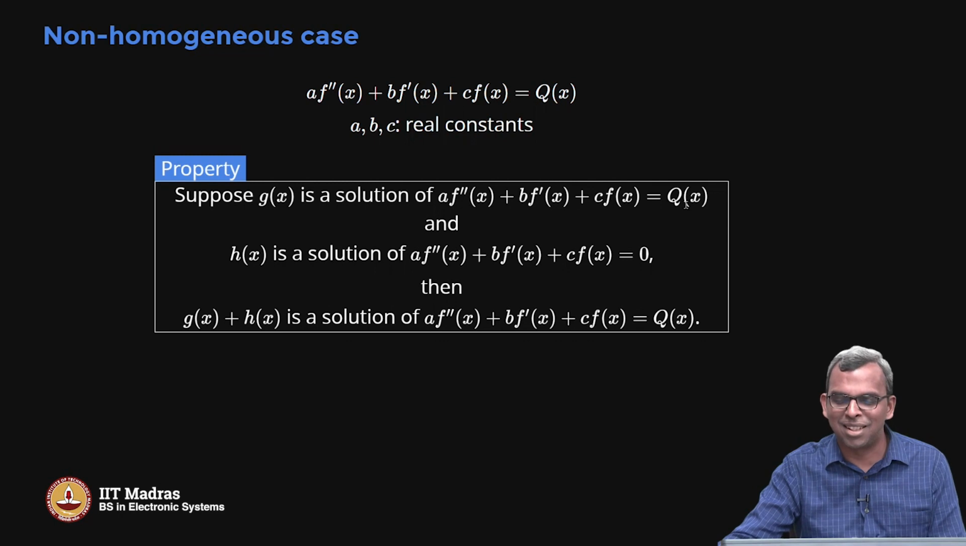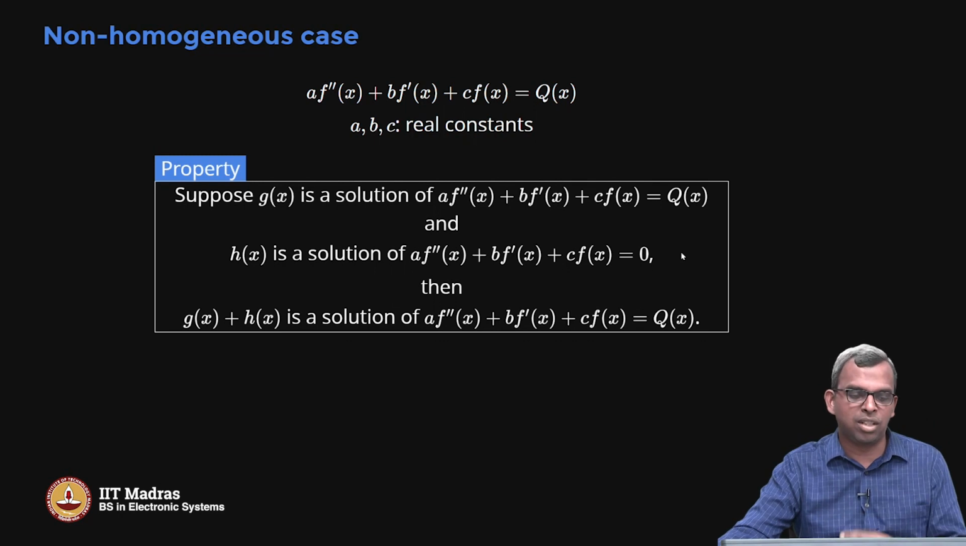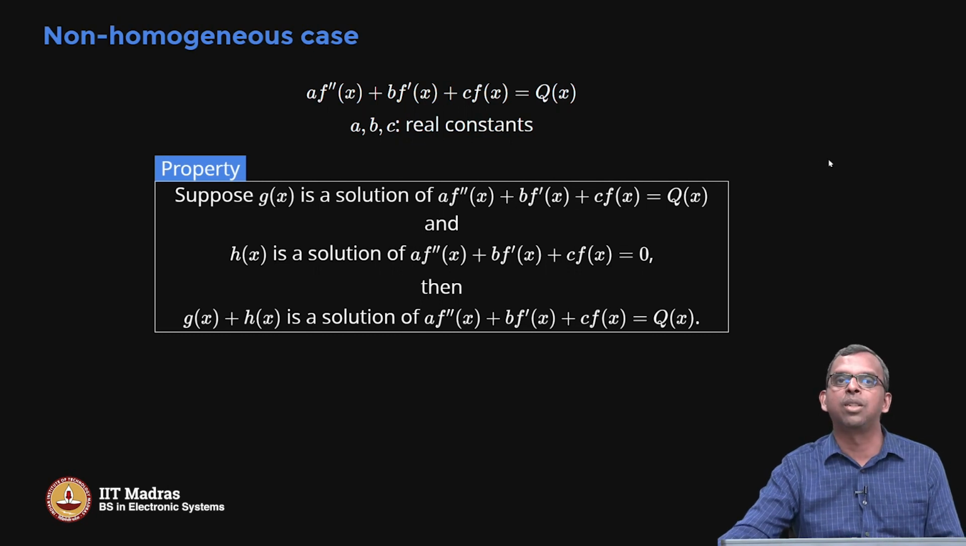Let's assume that. What you can do, interestingly, is take another solution for the homogeneous case. This is a non-homogeneous case, so it's equal to q of x. Let's say I forget about q of x being some other function and make it just 0. I take another solution h of x to the homogeneous case, and guess what? This is what's most interesting. In that case, g of x plus h of x becomes a solution for the original non-homogeneous equation.